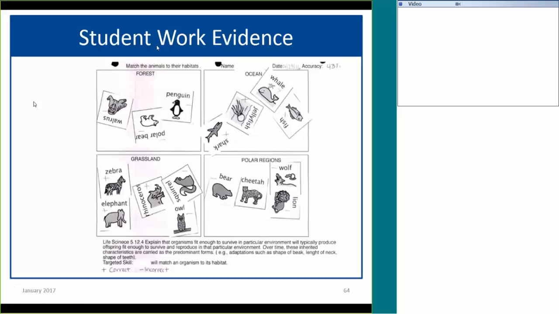Okay, now, here's an example down here. They put a code down, or a legend down here. The targeted skill is at the bottom of the page. The standard code is at the bottom of the page. This person chose to include the standard written out, and that's fine. It can be there. The main thing is that this code is here. Anything else? Student's name, the date, the accuracy is here. That's complete. It is complete.